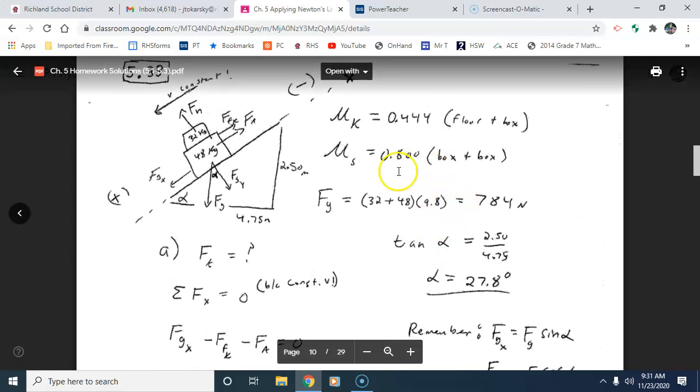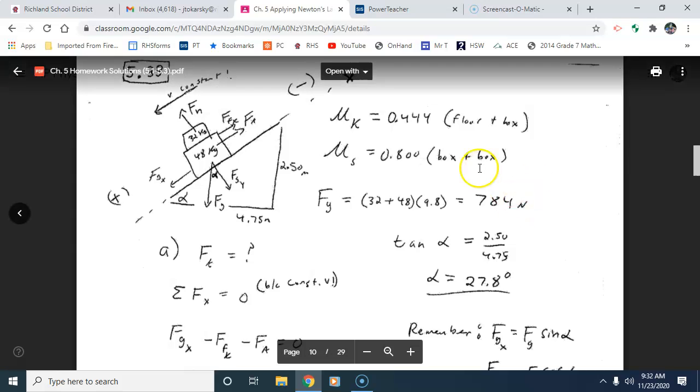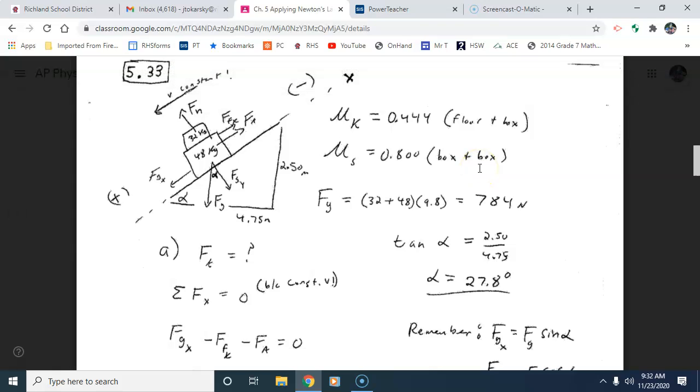They probably gave us this to trick you, because we could find the max static friction with that, right? We could use the inequality one: F_f static equals mu static, 0.8, times the normal force. But we have to be careful, because that's where most students make a mistake on this one or one like it. If this said it was just about to slide, then we could do that, right?